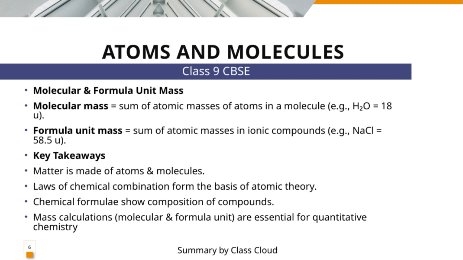Let's also remember the key takeaways. Matter is made up of atoms and molecules. The laws of chemical combination, such as conservation of mass, form the basis of atomic theory. Chemical formulae give us a clear picture of what elements compose a compound and in what ratio. And finally, calculating these masses accurately is essential for practical applications in chemistry. All these points connect to our overall understanding of atomic and molecular structure, helping us grasp how substances are built and how they interact.